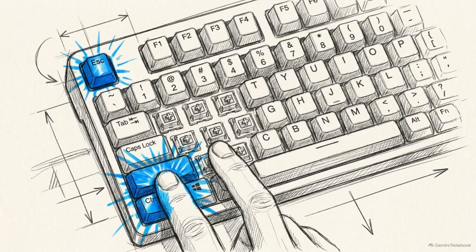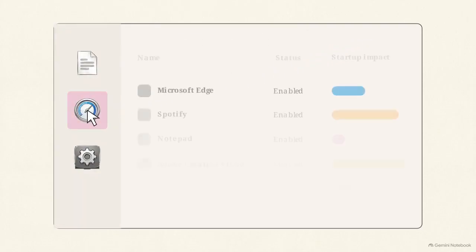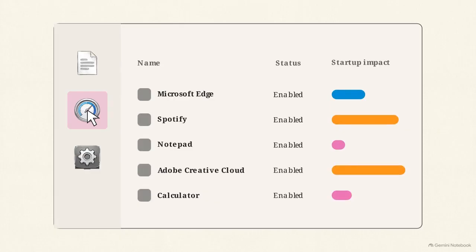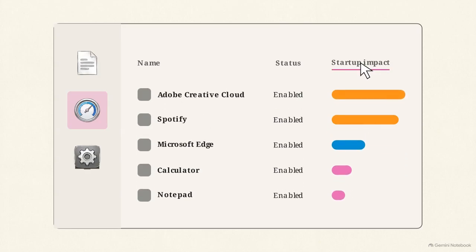You open it instantly by pressing Control, Shift, and Escape. If you are running Windows 10, look along the top row and click on the tab specifically labeled Startup. For those on Windows 11, the interface has changed slightly. Look at the left sidebar and click the icon that looks like a speedometer. Once you're there, find the column labeled Startup Impact and click the header. This sorts the list, bringing the heaviest offenders straight to the top.